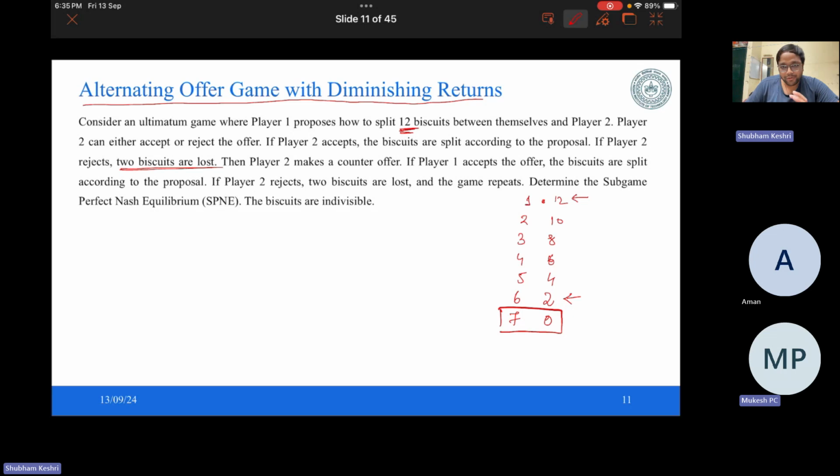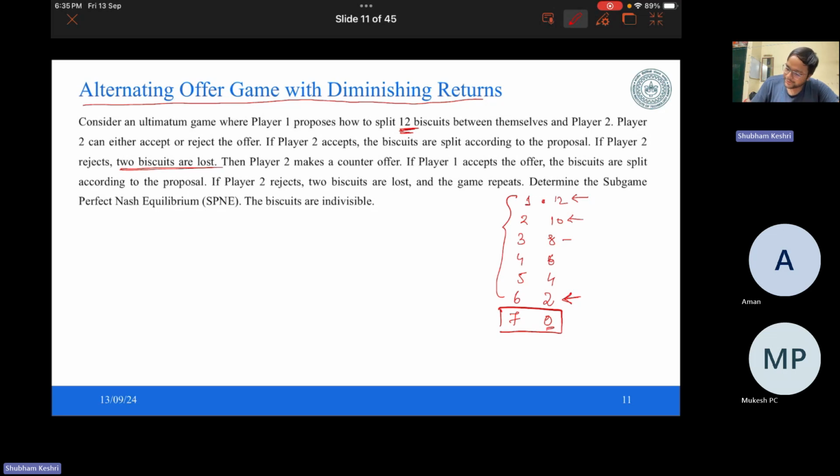First stage starts with 12 biscuits, reducing by 2 each time. Second stage with 10 biscuits, and so on. Sixth stage starts with 2 biscuits, and if someone rejects, then the game ends, because there are no more biscuits to be considered for the seventh stage. So there will be 6 stages for this game.